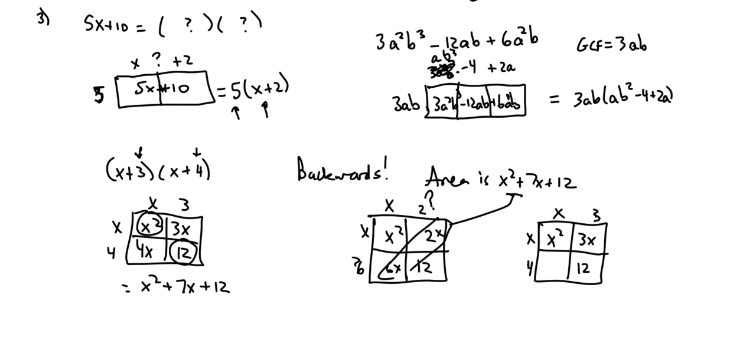Well, that's 3x and that's 4x. Oh, look, that does add up to 7x, so that's good. So that means I can factor this as x plus 3 times x plus 4.